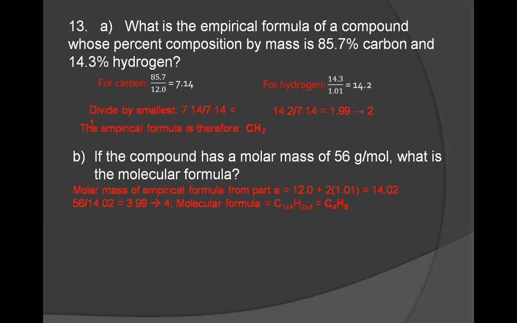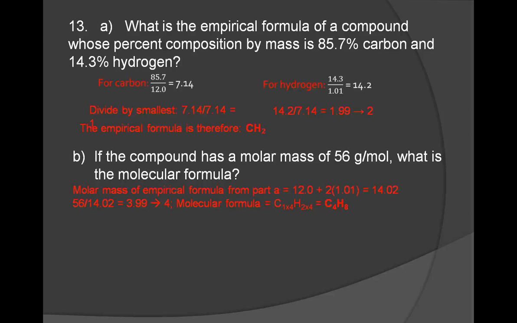13. A. What is the empirical formula for the compound whose percent composition by mass is 85.7% carbon and 14.3% hydrogen? For carbon, 85.7 divided by 12 equals 7.14. For hydrogen, 14.3 divided by 1.01 equals 14.2. Divide by the smallest: 7.14 divided by 7.14 equals 1, and 14.2 divided by 7.14 equals 1.99, which is 2.